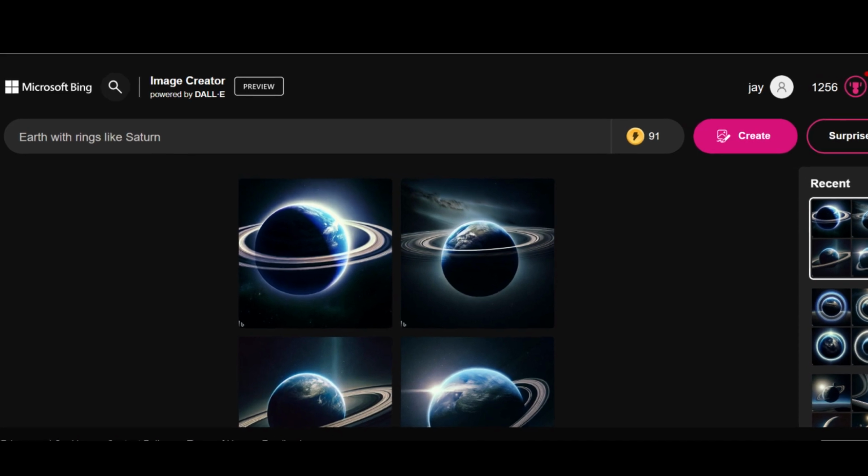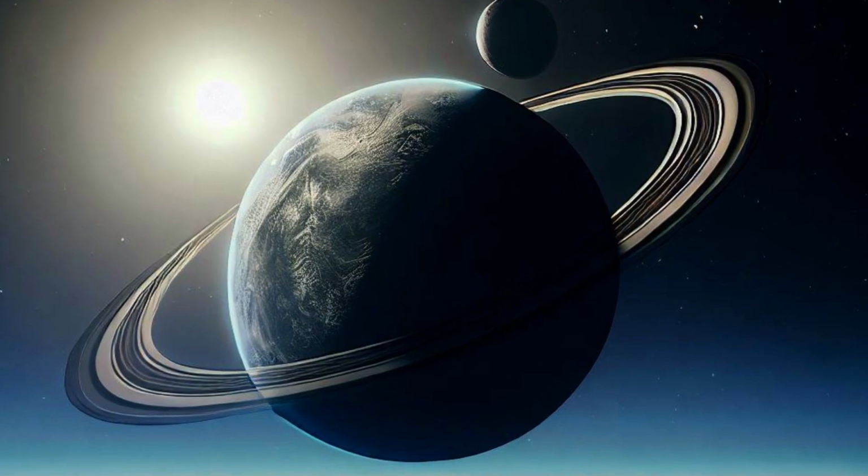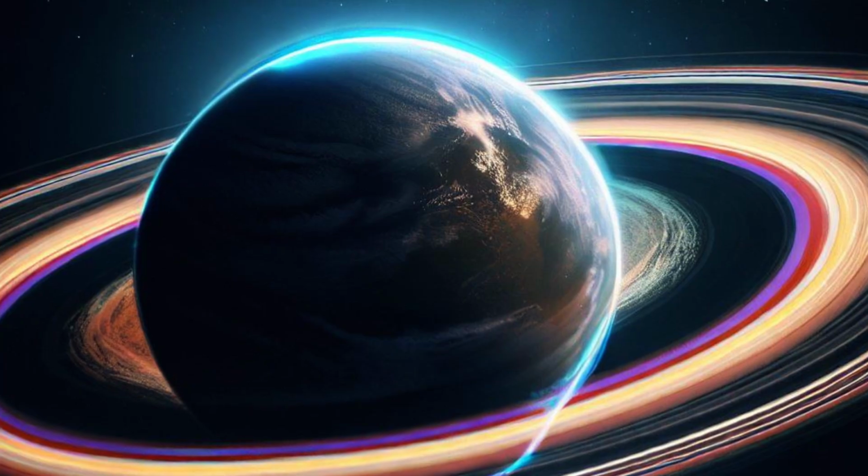I asked Microsoft Bing AI to generate an image of what Earth would look like with rings. Now, let's take a closer look at these stunning AI-generated images.